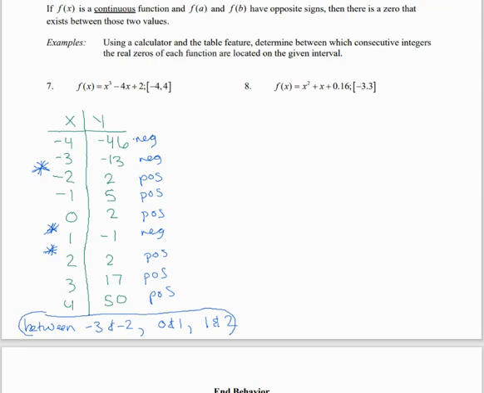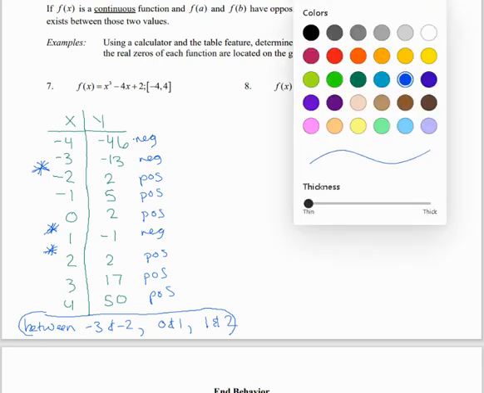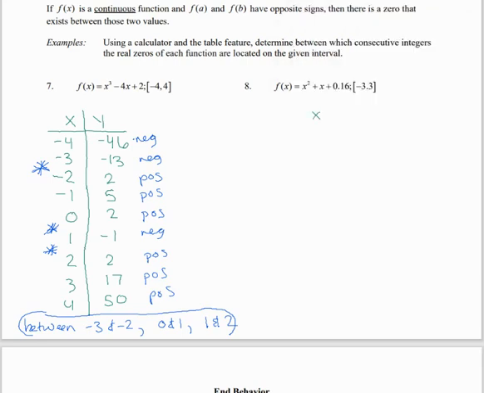You try number 8. This time around, I'll help you set that up. We're going to have a table, and this time we're testing from -3 to +3. If you have a graphing calculator, those table values will pop right up. Otherwise, you need to plug these x values into the equation to come up with your y values. Then determine where we have changes from negative to positive.